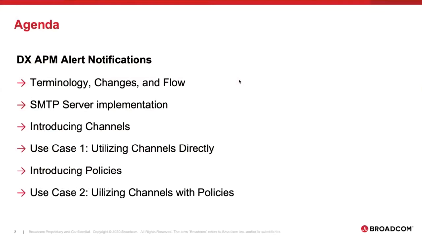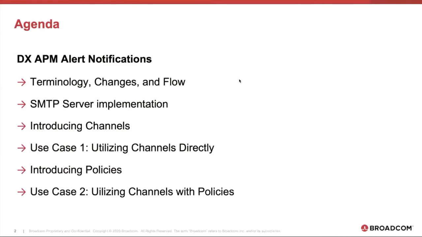These are the topics that I will cover. First, I will go a little into terminology and changes from previous versions to DX APM, and then alert alarm flow between DX APM and the DX platform. I will talk a little about the SMTP server implementation for the SMTP server that we provide. I will be introducing channels and then demo how to use channels directly from DX APM. And I will be introducing policies and then demo how to utilize channels with policies.